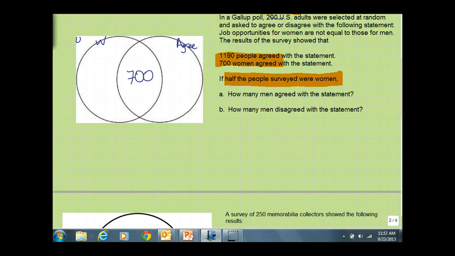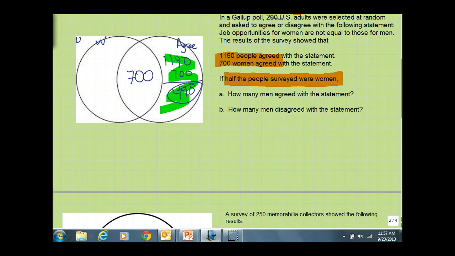If we know that that's people that agreed, how do I find that green section? Well, it tells us part of it, right? It says 1,190, but that's not what we put there. What else? How do I find that number? Because that includes the 700. So we're going to subtract it, okay? So that's going to be 490 here. Okay? That should be there.